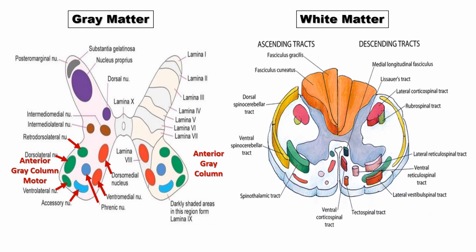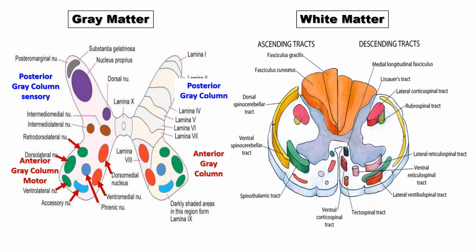We also see the central group of nuclei in the anterior gray column. We have two groups of nuclei, accessory nucleus and phrenic nucleus, which are only present in the cervical part of the spinal cord. Accessory nucleus innervates the trapezius and sternocleidomastoid. Phrenic nucleus supplies the diaphragm.